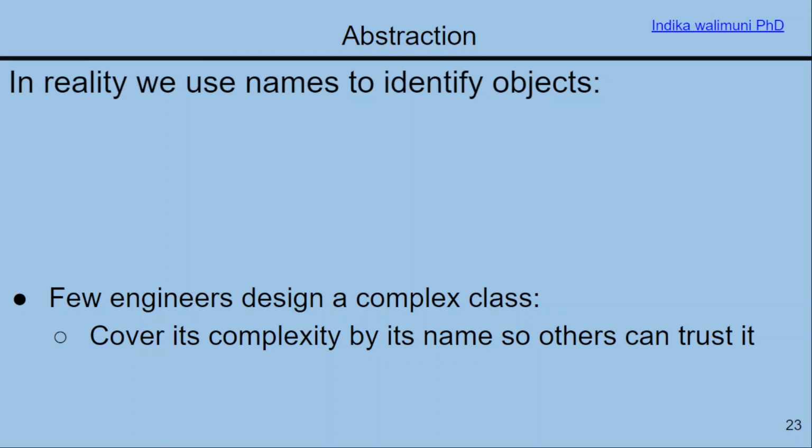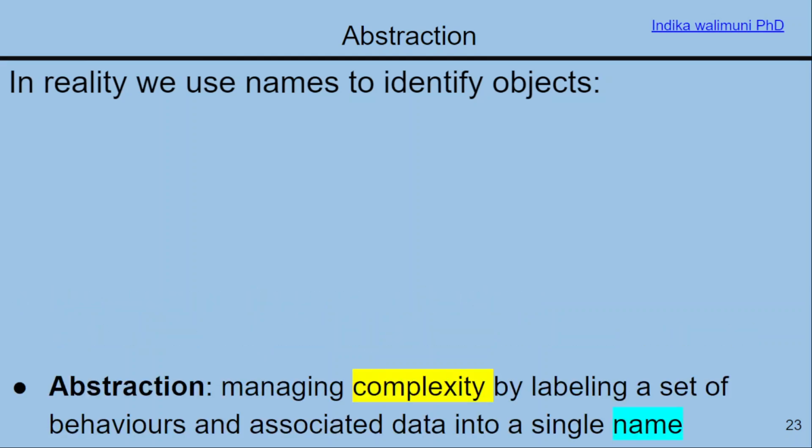So improving code means we go back to the drawing board and then redesign or improve a class or a library, right? Okay. So abstraction: a definition for abstraction is simply managing complexity by labeling a set of behaviors and associated data into a single name.